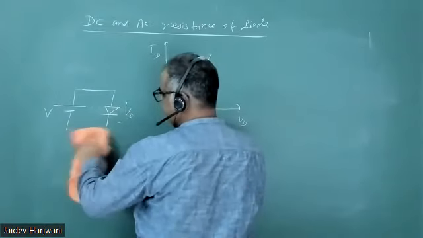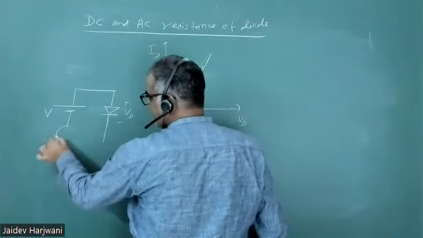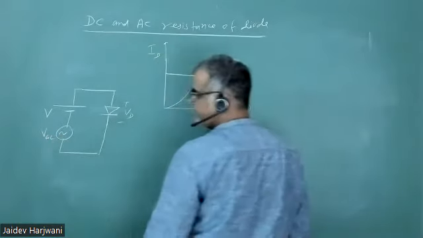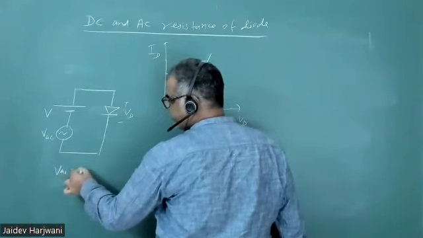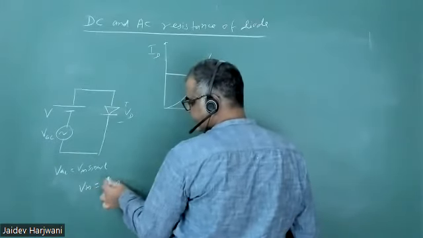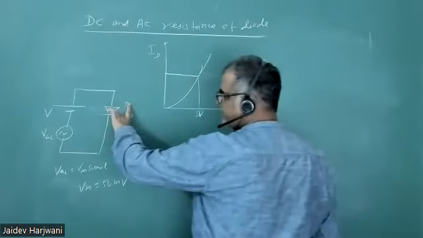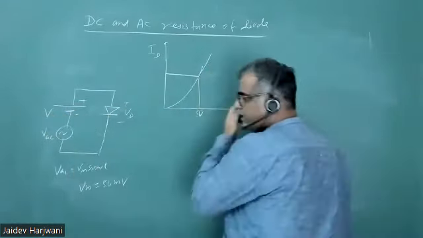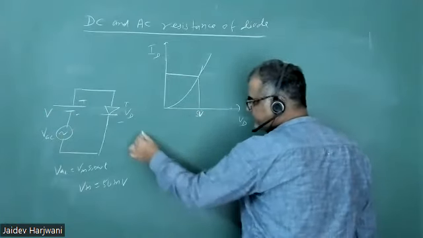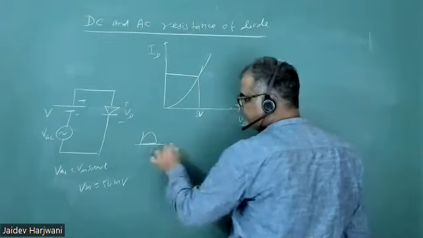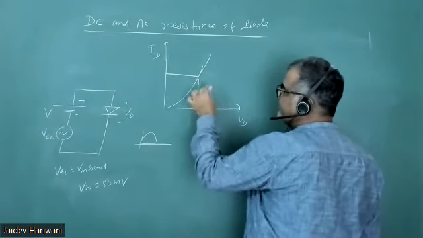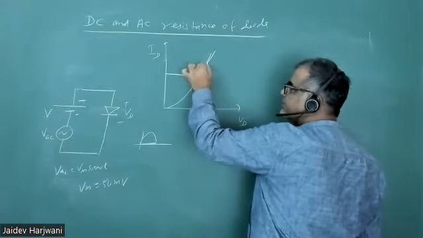Now on top of this DC supply, you add a small AC signal, VAC equals Vm sin omega t. Say Vm is 50 millivolt, a small signal. The 5 volt is already there because of the battery, and now you are applying a little bit more voltage. Whenever the pulse is positive, it will add here, and this will become 5 volt plus 50 millivolt, and your operating point will go somewhere here.